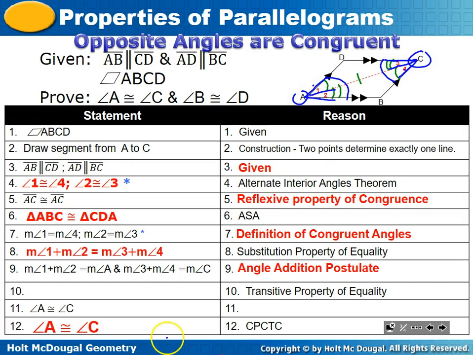So we're going to say that the measure of angle A is equal to the measure of angle C. Once again, we're going from our equal sign to our congruent symbol. And on this one, we're going to say it's the definition of the congruent angles again. And that's what we were trying to prove, that A was congruent to C and B was congruent to D. So that's exactly what we would be doing here.